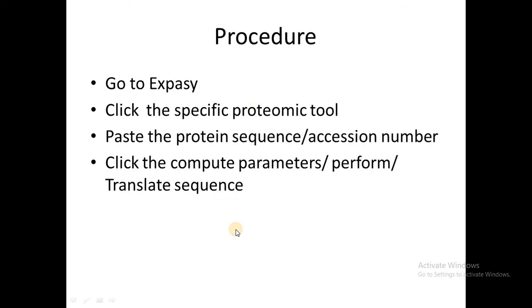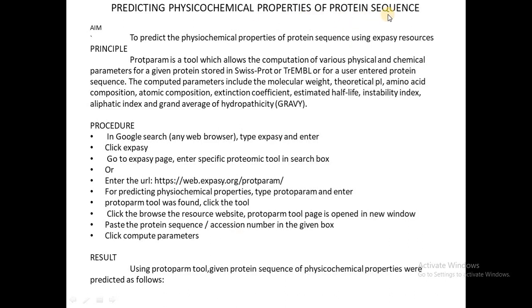So first we see the physicochemical properties of a protein sequence. The tool used for analyzing the physicochemical properties of our protein sequence is the ProtParam tool. ProtParam is short for protein parameters. By using this tool, we can compute various physical and chemical parameters for a given protein stored in SwissProt or TrEMBL, or for a user-entered protein sequence. That is, we can analyze or compute the parameters.